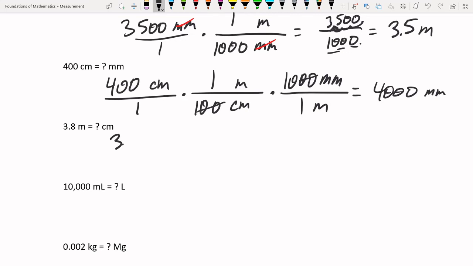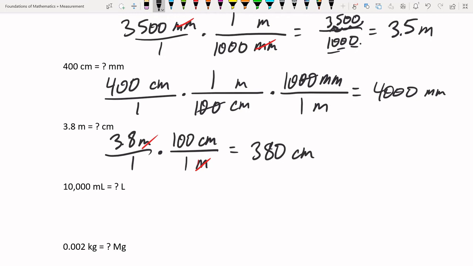Okay, 3.8 meters. 1 meter is 100 centimeters. Meters cancel, and we get 380 centimeters.